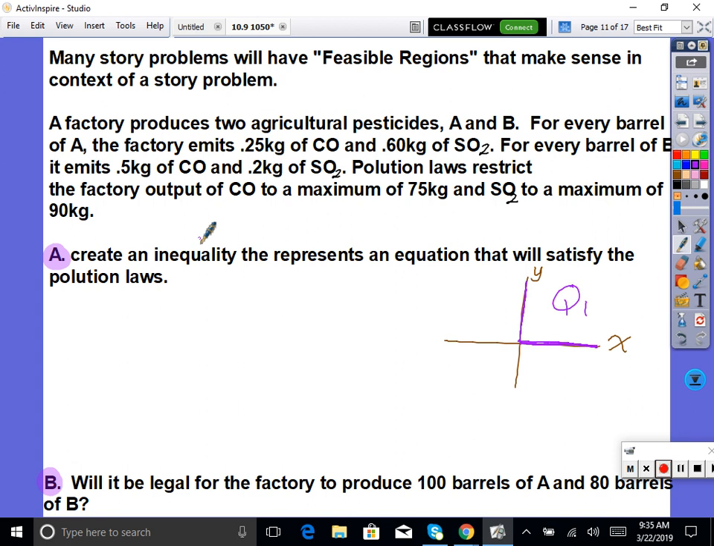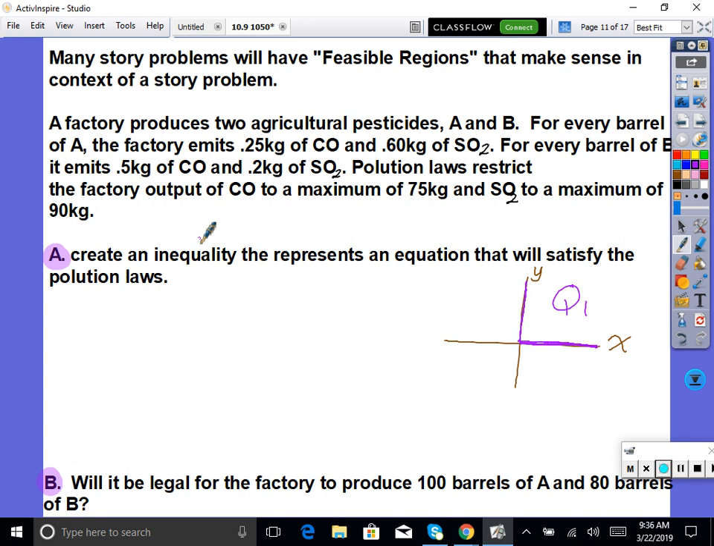Okay. A factory produces 2 agricultural pesticides, A and B. For every barrel of A, the factory emits 0.25 kilograms of CO and 0.60 kilograms of SO2. For barrel B, it emits 0.5 kilograms of CO and 0.2 kilograms of SO2. Pollution laws restrict the factory output of CO to a maximum of 75 kilograms and restrict the output of SO2 to a maximum of 90 kilograms.